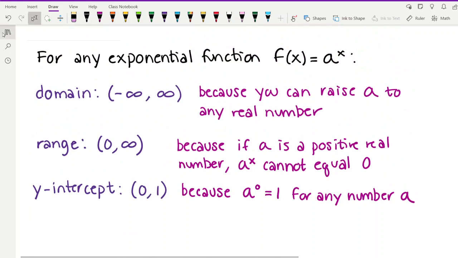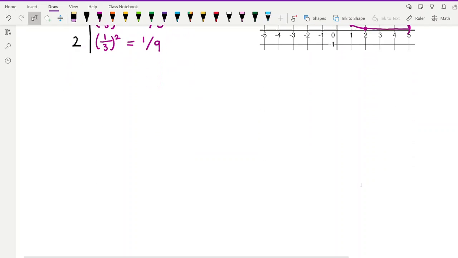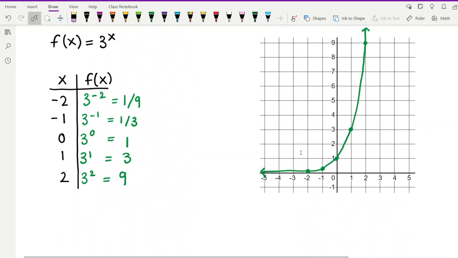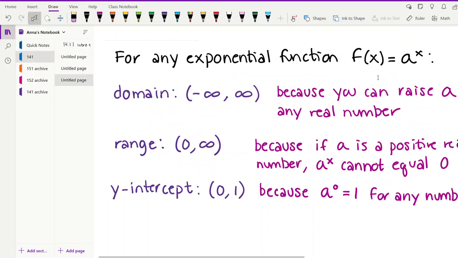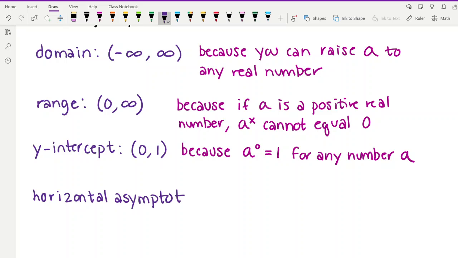But yeah, so what about x-intercepts? Notice that neither of these functions has an x-intercept. And why don't they have x-intercepts? Well, like we said, it's because they have a horizontal asymptote at y equals 0. So both of these are going to have a horizontal asymptote at y equals 0. And one thing to mention is that the horizontal asymptote is only on one side. Depending on what your exponential function is like, it could be on the left or the right. And we'll talk about that in just a moment.